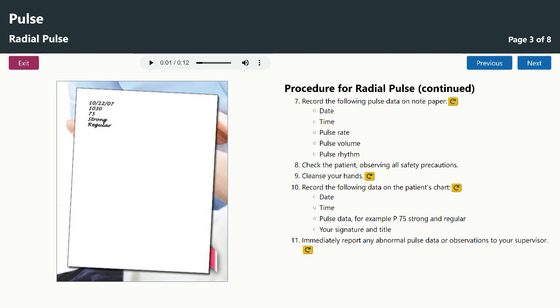So this is your actual steps, and then this one is where you'll put your information. So you got date, time. We haven't done blood pressure yet. Right now we're focusing on pulse in the P column. So you'll put date, time, pulse rate, pulse volume, pulse rhythm. You're going to check the patient, observing all safety precautions. You'll wash your hands, record the data on the patient's chart. So date, time. They got a P for pulse, 75, strong, regular, your signature, and your title. If you have any abnormal data or observations, you'll report it to your supervisor, of course.